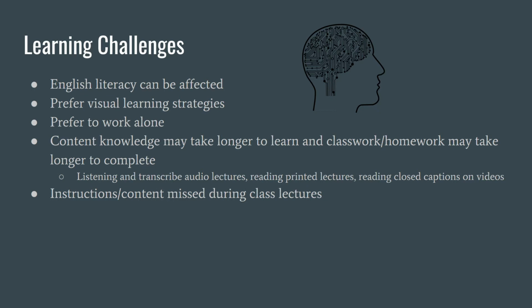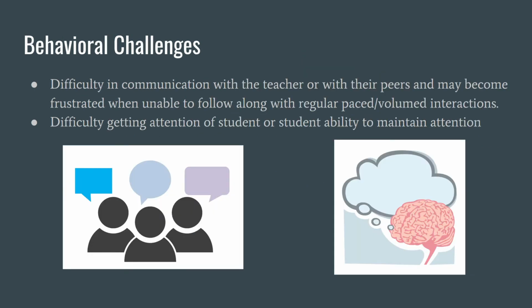And sometimes instructions and content may just be missed during a class lecture because there are always things that a teacher says that are important that the student may not hear, they may miss, or they may not be looking directly at the teacher, and that can create a challenge. A few behavioral challenges that a student with a hearing impairment may have is that there is a difficulty in communication with the teacher or with their peers that may become frustrating.